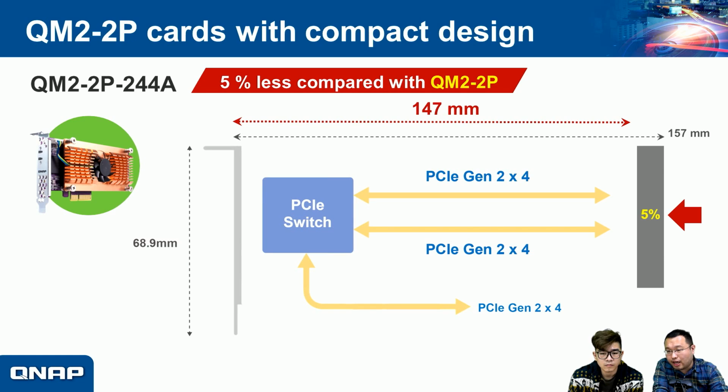And this is the PCIe version. With the PCIe version, the connector is Gen 2 by 4, so a little bit faster. It's also a shorter version, 5% shorter, and provides up to 2 PCIe NVMe SSD slots. Now, when you have those shorter versions of these 2 QM2 cards, what's the application, right? The shorter means that you have more space. It can be installed in more NAS models and in more PCIe slots, right?